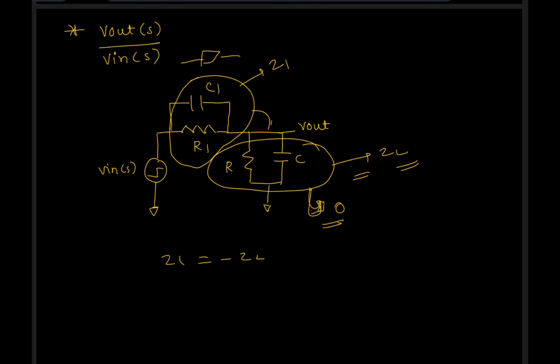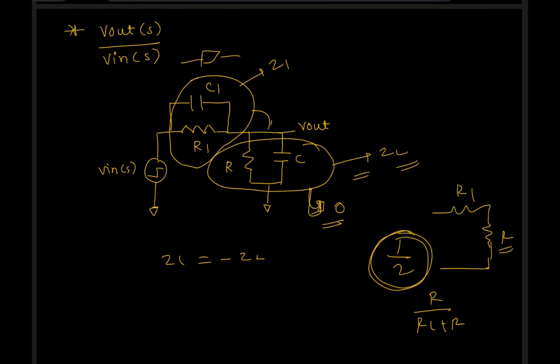And what will be the DC value? At DC, what will happen? Both the capacitors will be open circuited, right? So you will have this circuit. If R1 and R are the same, you will get half, or you will get R divided by R1 plus R. So this was the question.